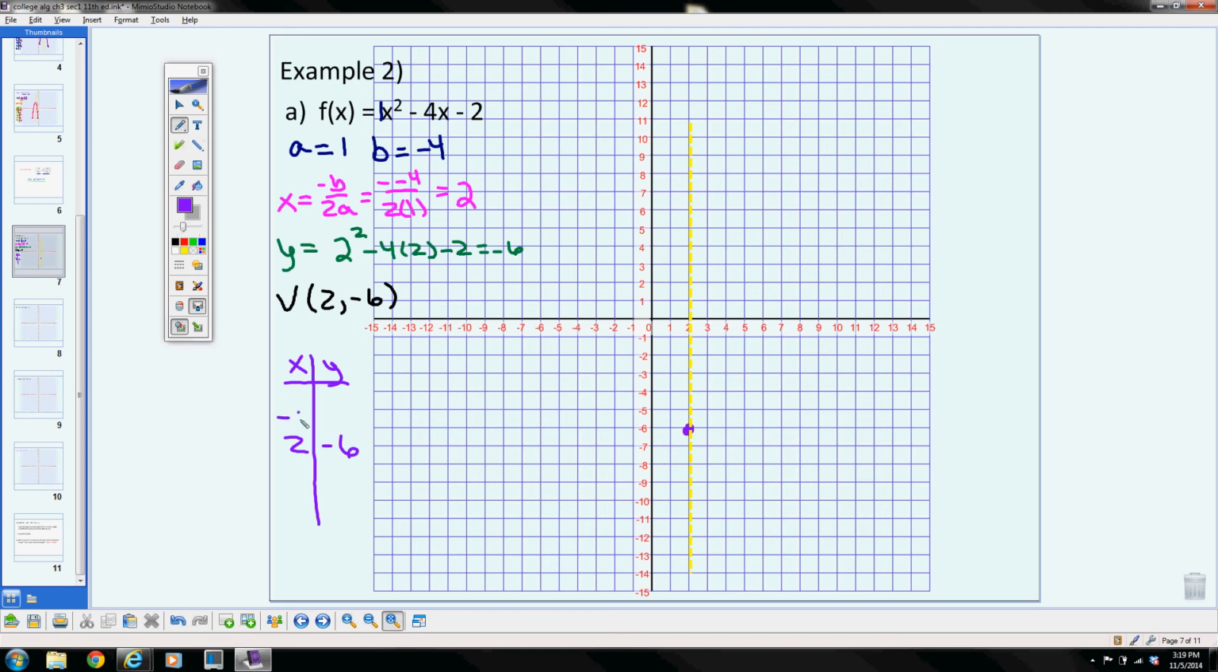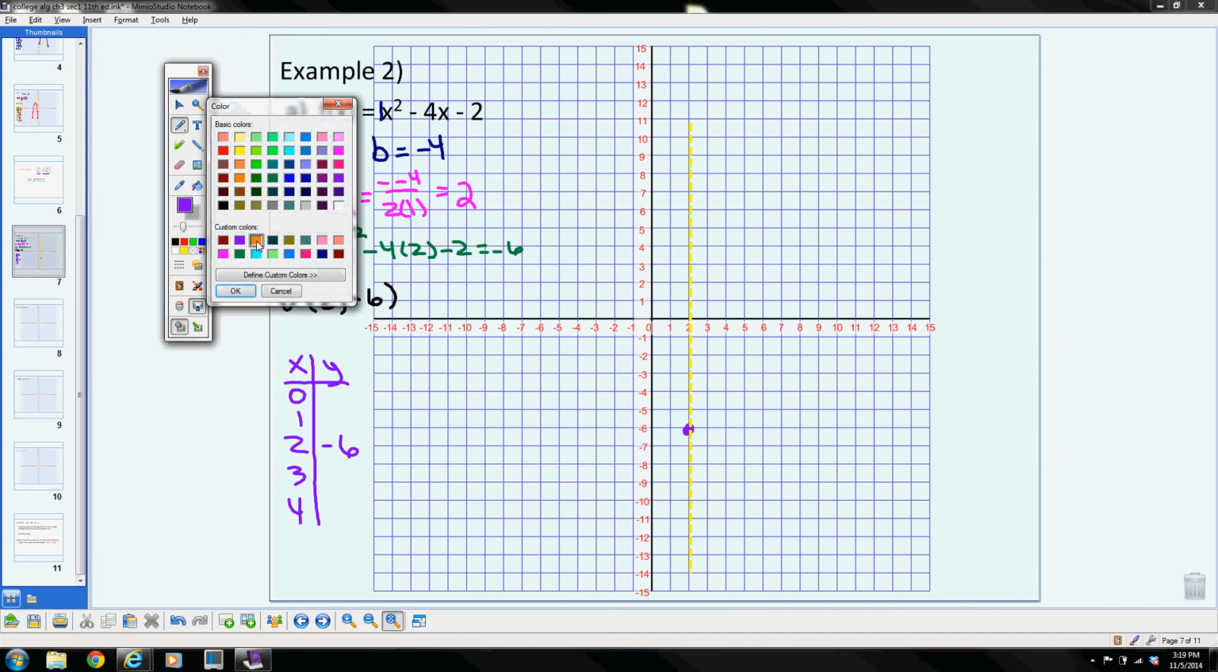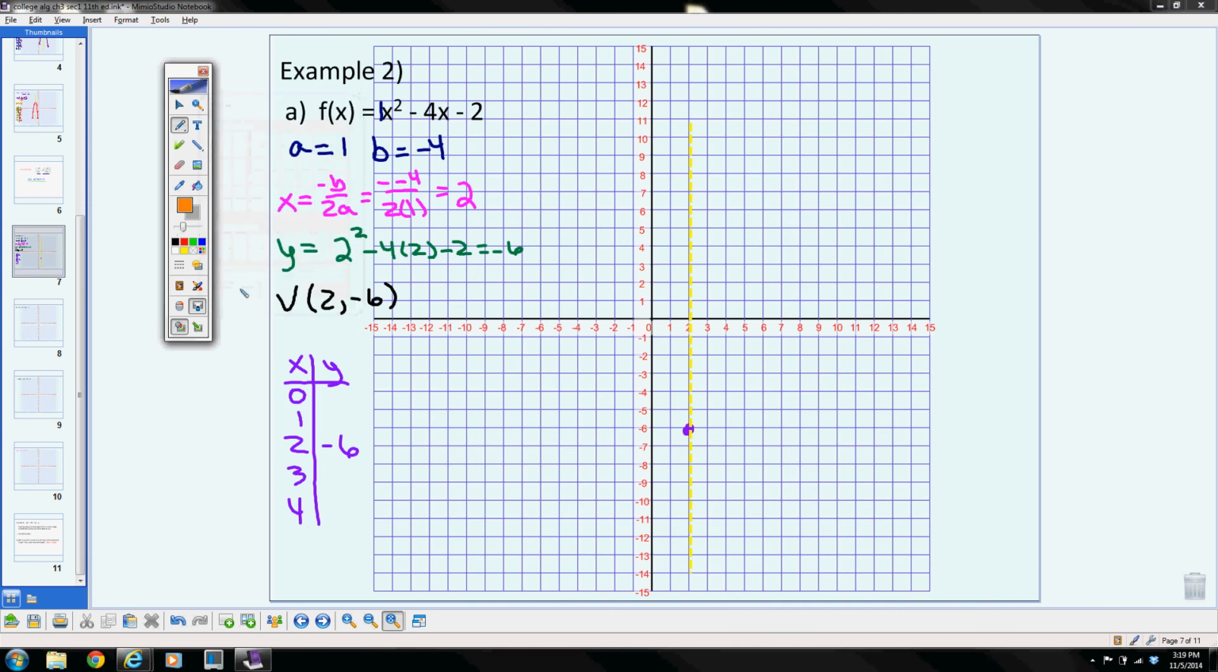Now I want to try x's to the left of 2 and to the right of 2. So I'm going to try 0 and 1 to the left, and two numbers to the right, which would be positive 3, positive 4. So let's try the 0 first. You're going to take that 0 and plug it into the original equation up top. So that's going to be 0 squared minus 4 times 0 minus 2. And that will give me a negative 2.